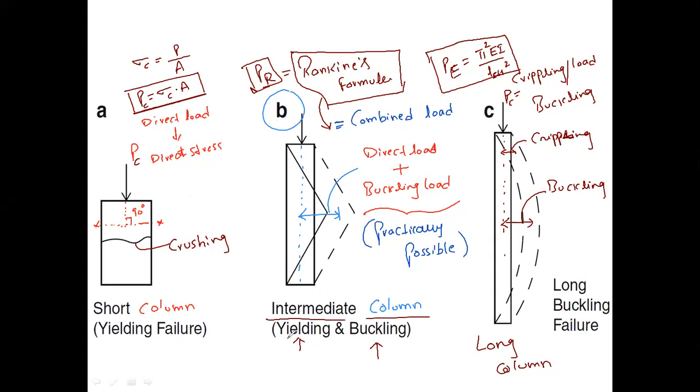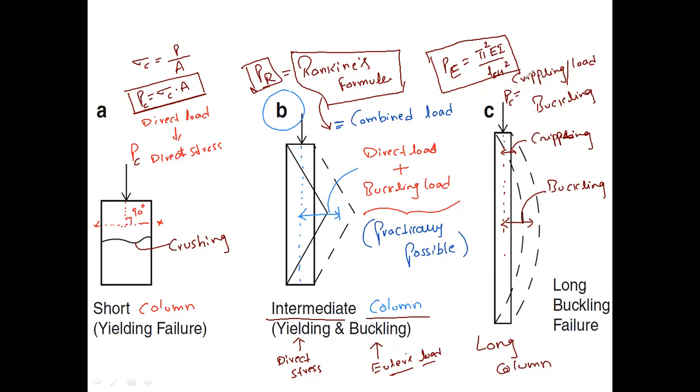Intermediate columns are the ones which fail due to yielding, which fail due to buckling also. Yielding ante entamma? Direct stress. Yielding is nothing but direct stress or direct load. So buckling is due to Euler's load, or Euler's condition. Understand? So this is what we have to understand clearly, why we are studying the Rankine formula.